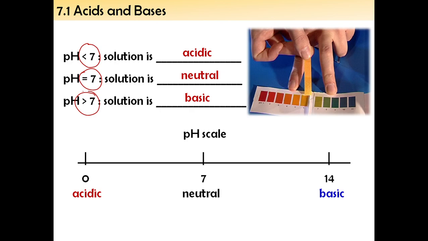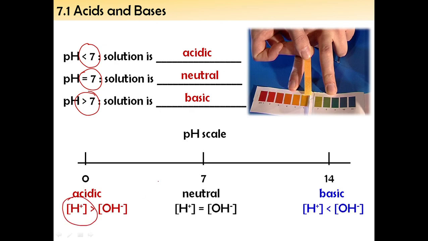Okay, kalau dia acidic, H plus lagi tinggi. So, H plus is the indicator. Kalau banyak H plus, bermaksud dia berasid. Kalau H plus sama dengan OH minus, dia adalah neutral. Kalau OH minus ion banyak terhasil dalam equation tu tadi, means dia adalah basic.